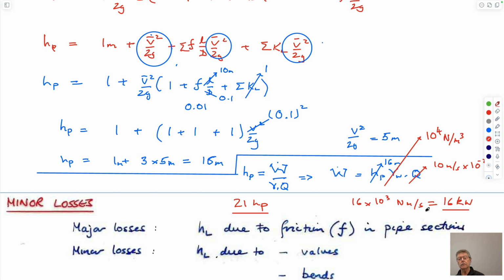So that's the calculation sequence. That's the kinds of things you might want to do in your stuff. That's not a hint, by the way.